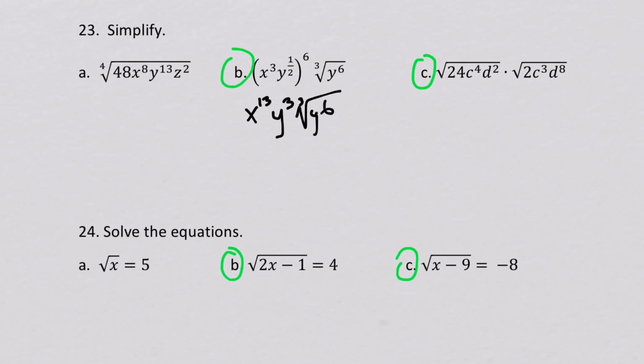Now I'm going to simplify the cube root of y to the 6, this part right here, by dividing into it. 3 goes into 6 how many times? 2, right? So that's y squared. What's the remainder of that division? Nothing. 0. 3 goes into 6 exactly twice with a remainder of 0. So there's no y left inside. The radical is gone. This is all you have. X to the 18th, y to the 3rd, y squared. Next, put these two together since they have the same base. That's y to the 5th. So your final result is x to the 18th, y to the 5th. Done.